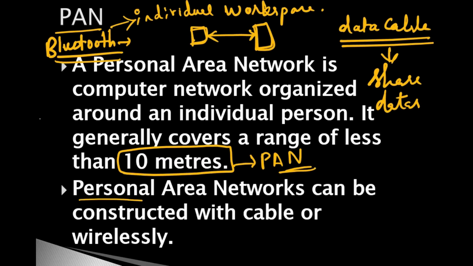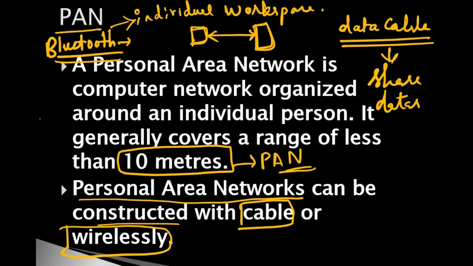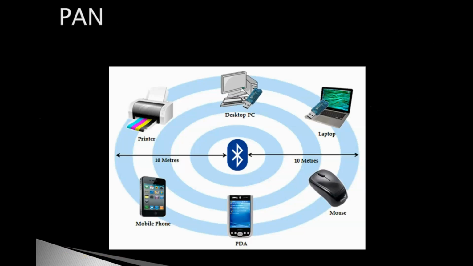Personal area networks can be constructed using a cable or wirelessly. Through the cable means we can use the data cable, as I said before. By using the data cable we can share the data between your computer and mobile phone, or from one mobile phone to another for sharing resources, and we can use it wirelessly by using the Bluetooth connection. Hope you all understand this topic very well.